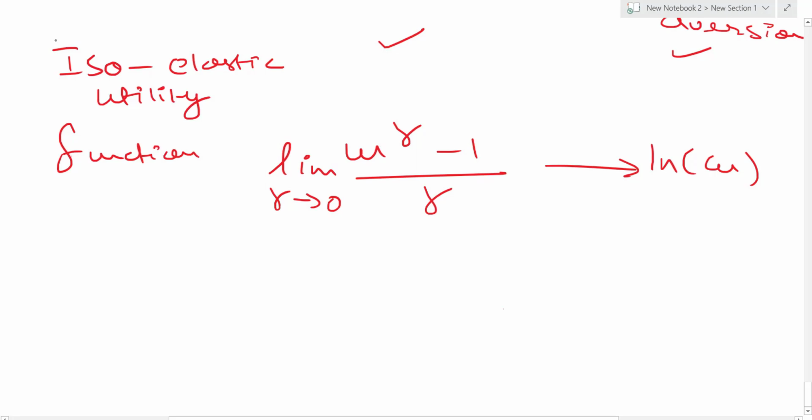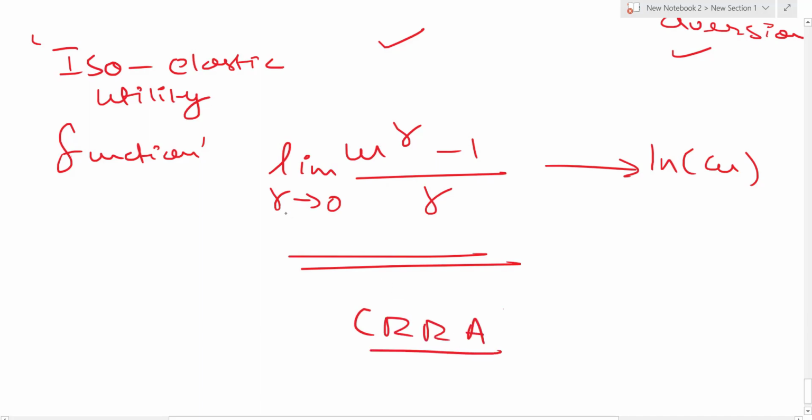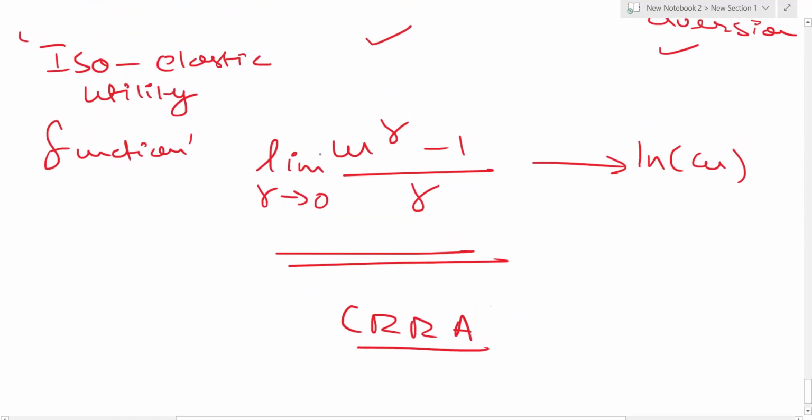So you can Google for this, you will find a Wikipedia article on this isoelastic utility function, which are all of this form. Okay, this is a special case of this. Both of these exhibit CRRA, that is constant relative risk aversion, and when gamma tends to 0, this becomes log w. So that is the relationship between the two.